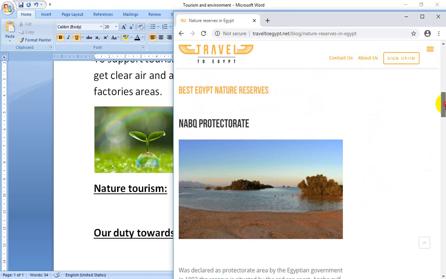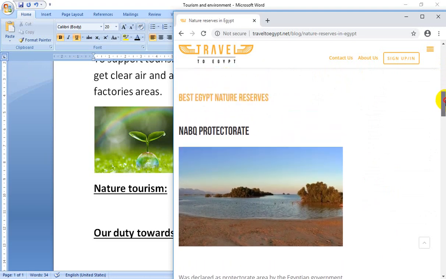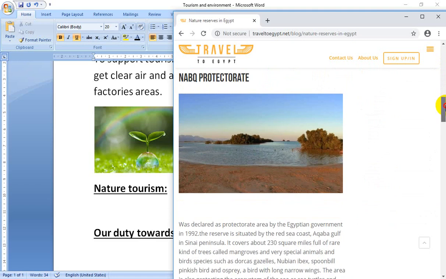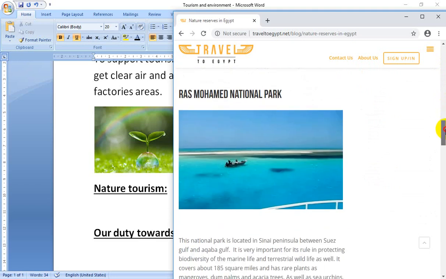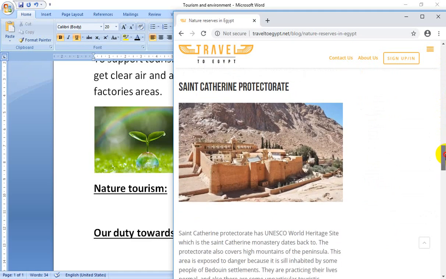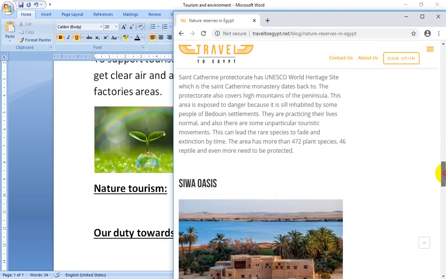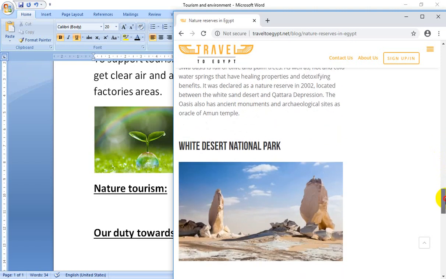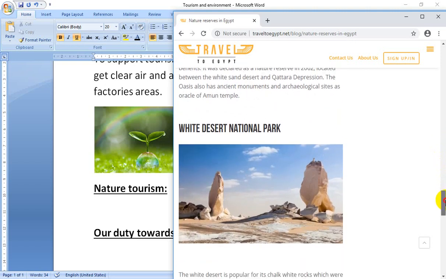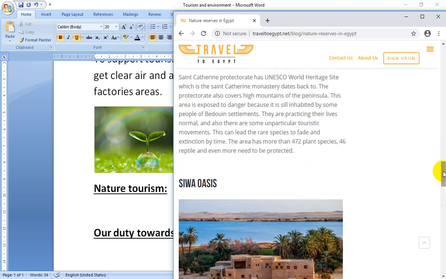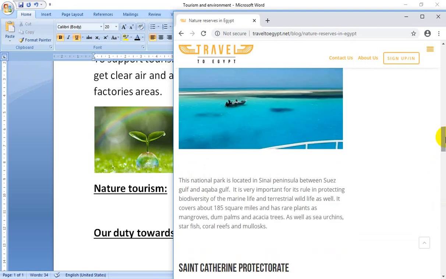You can write about some places in Egypt, best Egypt nature reserves. Ras Mohammed National Park, Saint Catherine Protectorate, Siwa Oasis, White Desert National Park. You have a lot of points to choose from, and you must write with your style. Don't copy the paragraph as it is. You must change it and be different from your friends.